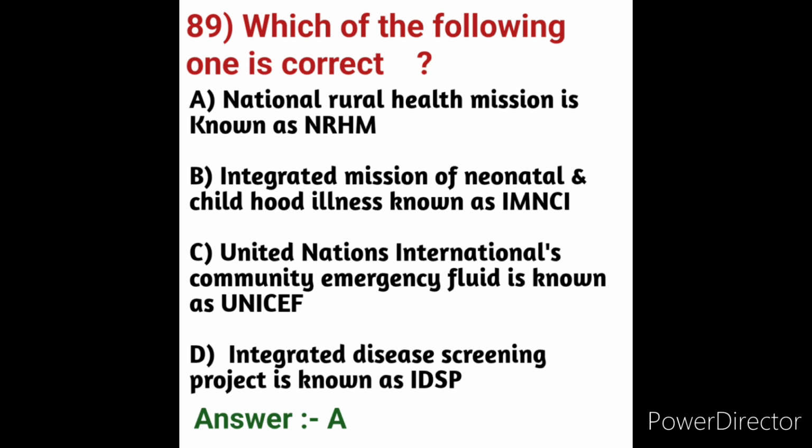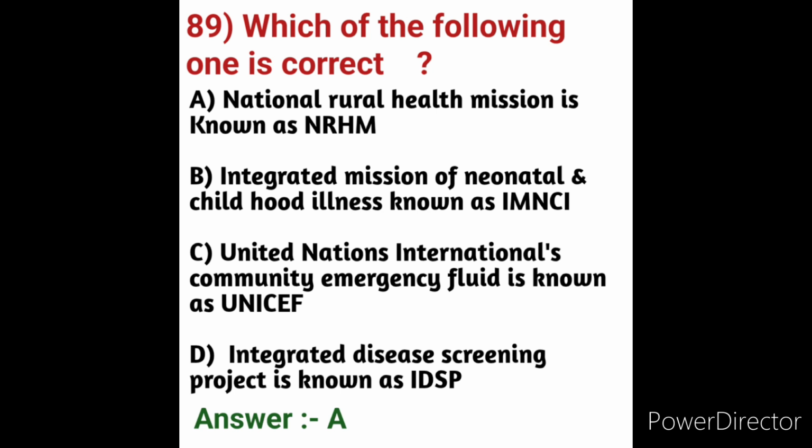Option A, National Rural Health Mission, is the correct answer, NRHM. In IMNCI, they mentioned Integrated Mission of Neonatal, but actually it is Integrated Management, so this is wrong. Option C, UNICEF, is actually United Nations Children's Emergency Fund, so this is also wrong. Option A is the correct answer, National Rural Health Mission is known as NRHM.